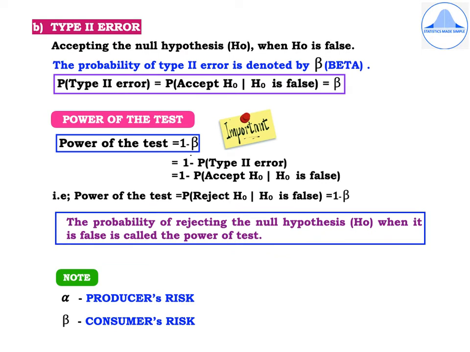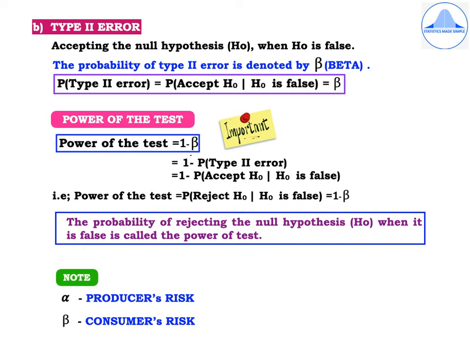The second type of error is type 2 error. Accepting the null hypothesis H0 when H0 is false is called type 2 error, and the probability of type 2 error is denoted by beta. So in terms of notations, it will look like probability of type 2 error is equal to probability of accepting H0 when H0 is false, and this is equal to beta.